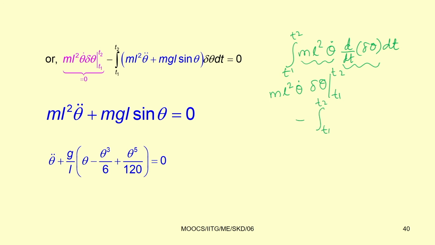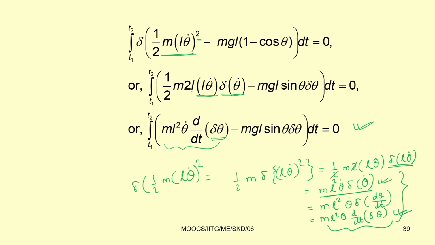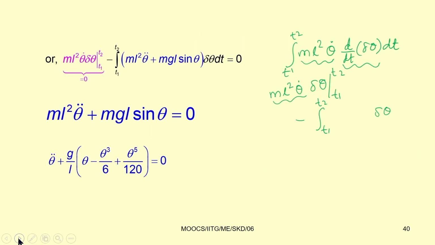This is integration by parts. The delta theta remains as it is, then the differentiation of m L square theta dot is nothing but m L square theta double dot, that is d square theta by dt square. So the first term you get in this integration is m L square theta double dot, with delta theta taken outside, into delta theta into dt.